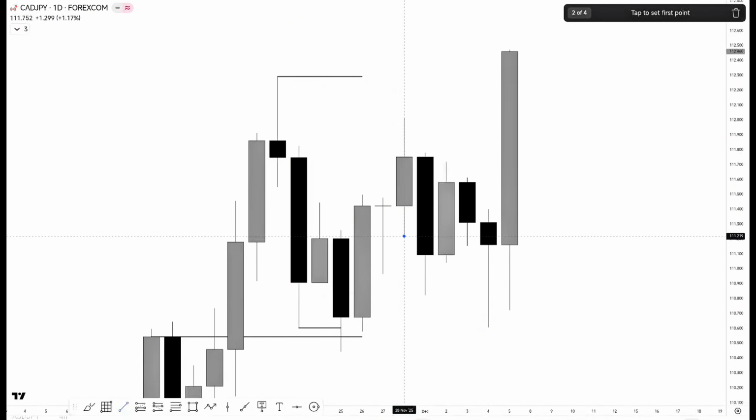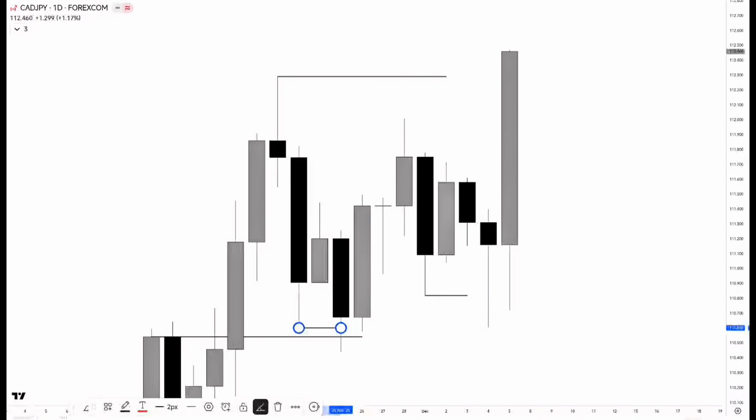So what do I mean? Take a look at this. This is the liquidity created by that POI mitigation, right? So that's how I frame all of this. This is like a CRT candle high, a CRT candle low, right?